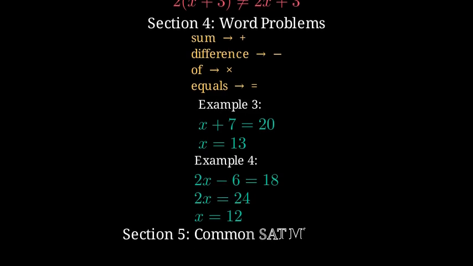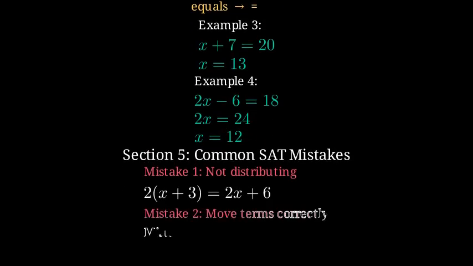Section 5. Common SAT mistakes. Mistake 1. Not distributing. 2 times the quantity x plus 3 does not equal 2x plus 3. It equals 2x plus 6. Mistake 2. Moving terms incorrectly. You must do the same operation on both sides. Mistake 3. Forgetting to define the variable in word problems. Always write, let x equal the number.